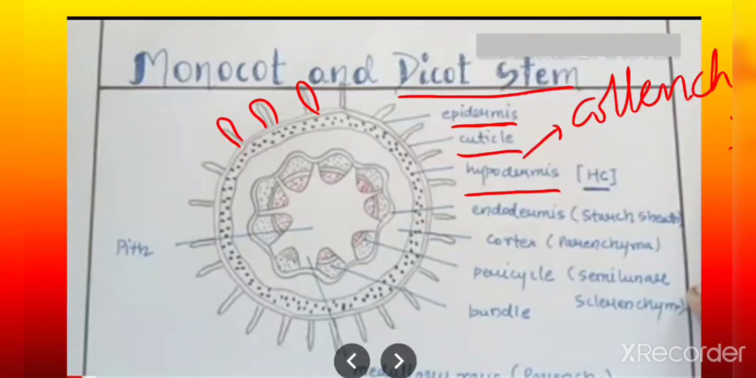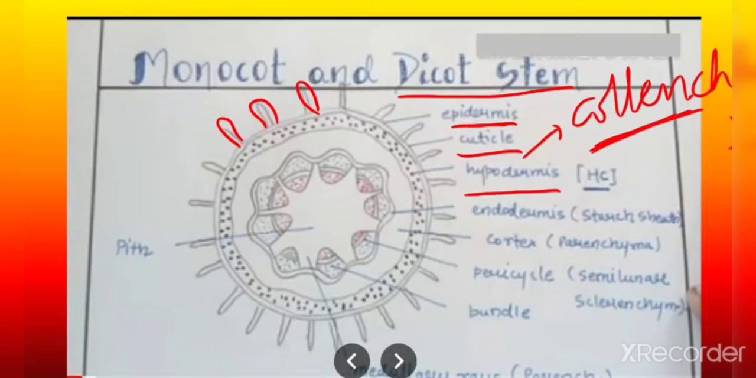So remember, in monocots, the hypodermis is made of sclerenchyma, which is going to provide a bit of hardening effect to them. But in this case, the dicot stem, hypodermis is essentially made of collenchyma cells, which is going to provide elasticity to the organs. Right.